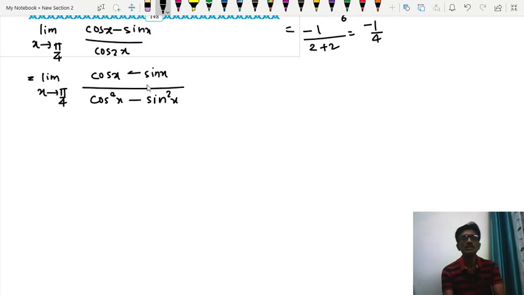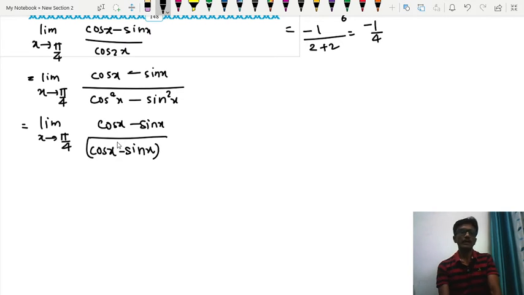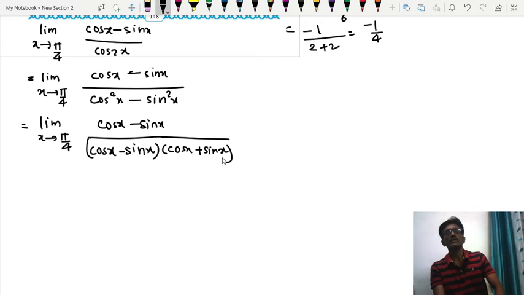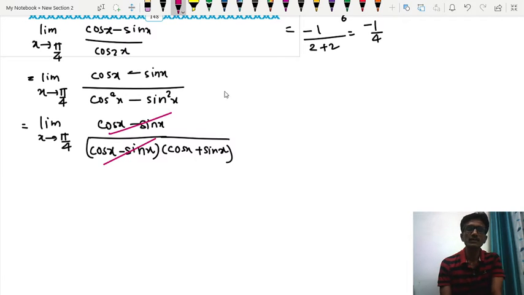Now a square minus b square will give us (a plus b)(a minus b). So limit x tends to pi by 4 of (cos x minus sin x) upon (cos x minus sin x)(cos x plus sin x). So we can cancel cos x minus sin x, and we'll be getting limit x tends to pi by 4.